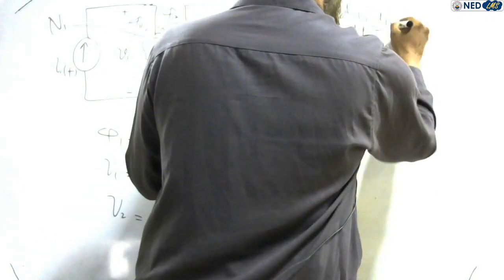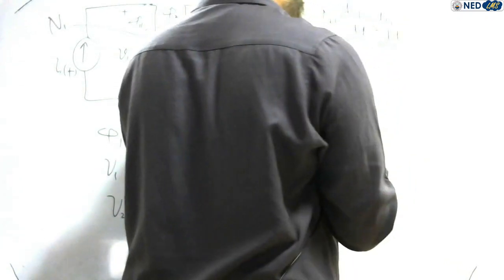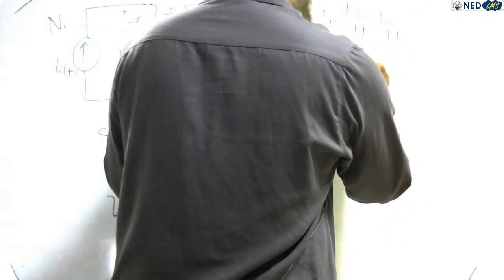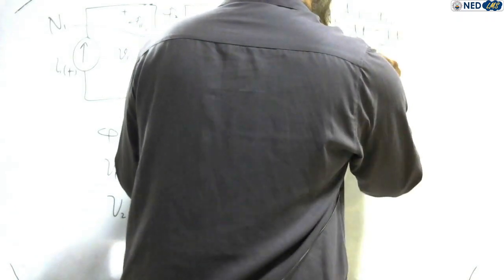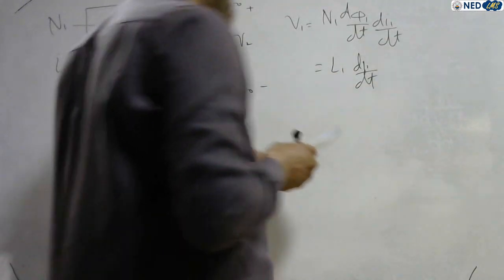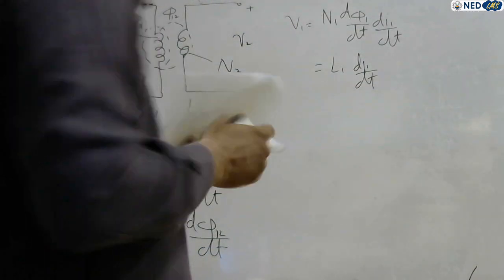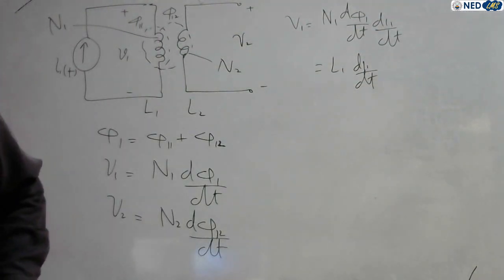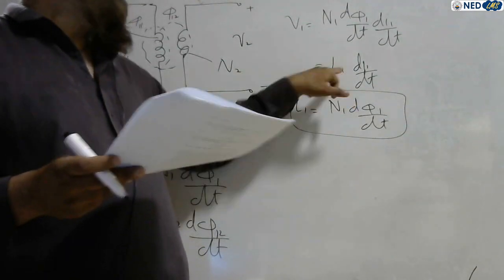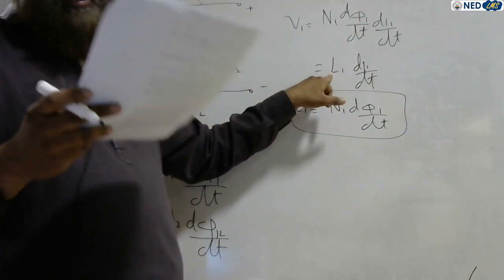and di1 dt is equals to L1, because this one was L, right? L1 di1 over dt, right? Where L1 is equals to N1 d phi 1 by dt, you can replace in this equation this parameter by L1.